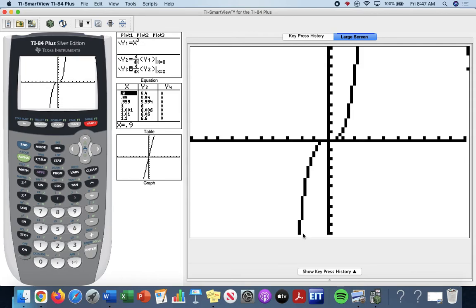So notice this portion of the graph is concave down, so that second derivative graph is below the x-axis. And then notice up here, the original function is concave up, so that second derivative is positive, or above the x-axis.